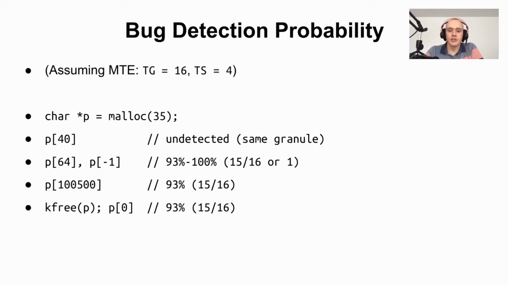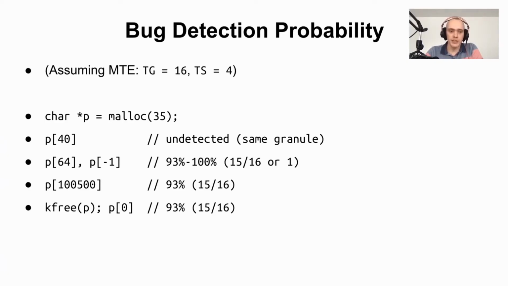So here's an example. Let's say that our memory granule size is 16, and let's say we use 4 bits to store a tag, which means we have 16 different tag values. And let's allocate 35 bytes. When we access byte number 40, it falls within the third granule. To hold 35 bytes, we need 3 granules of size 16, and byte number 40 is within the third granule. So in this case, this access will not be detected.